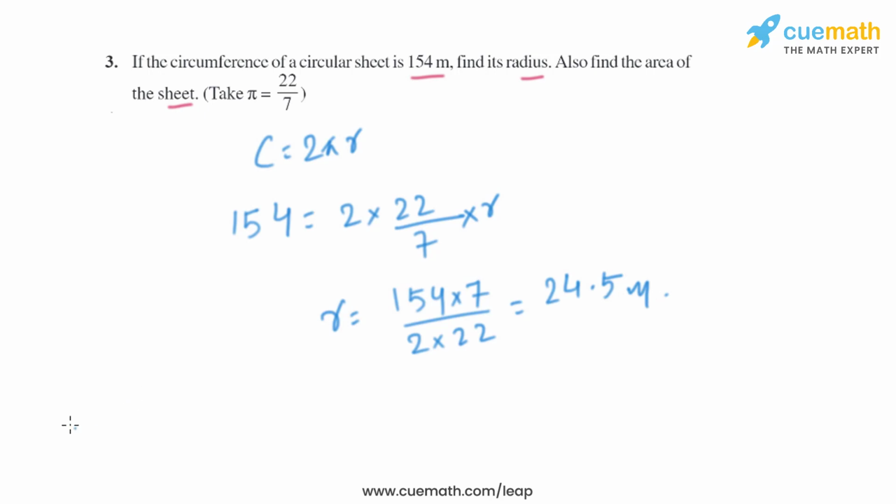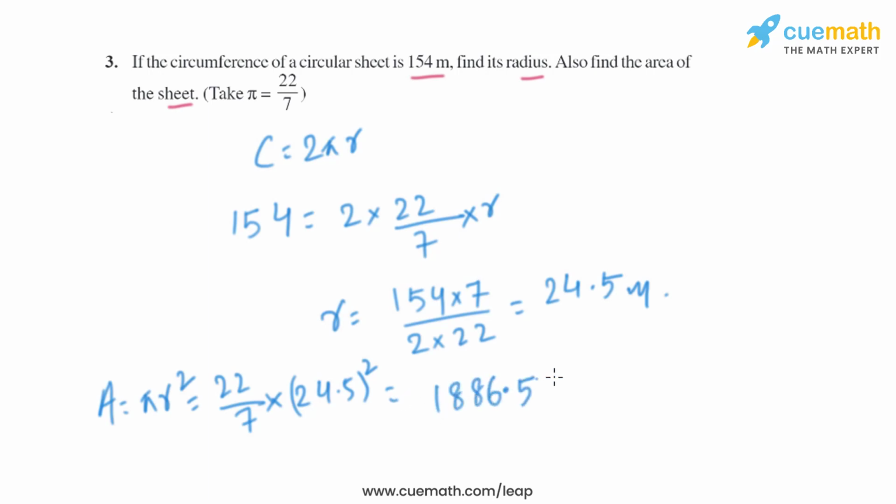Now we just have to find the area of the circle when the radius is known. We know the formula to find the area, that is pi r square, or we can say 22 by 7 into 24.5 whole square. So when we solve it, we will get the area of the circle as 1886.5 square meter. So that will be the area of the circle.